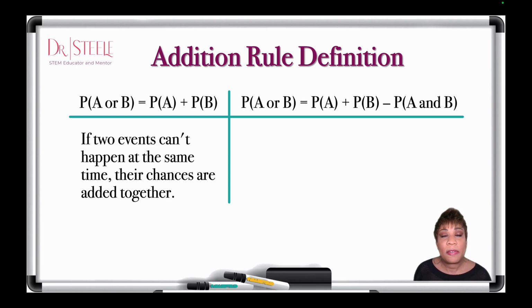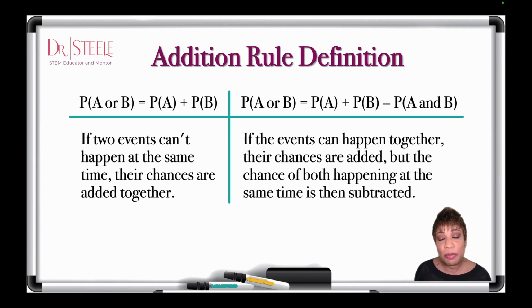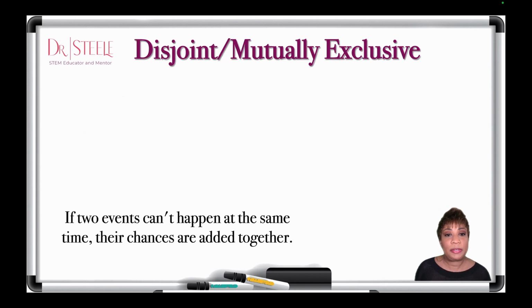And then we have the probability of A or B equals the probability of A plus B minus the probability of A and B. And we'll get into a little bit more of why that minus happens, but you can just remember: if the events can't happen together, their chances are added, but if both of them can happen at the same time, then we have to subtract that overlap, and that's why we have the minus probability of A and B with this formula.